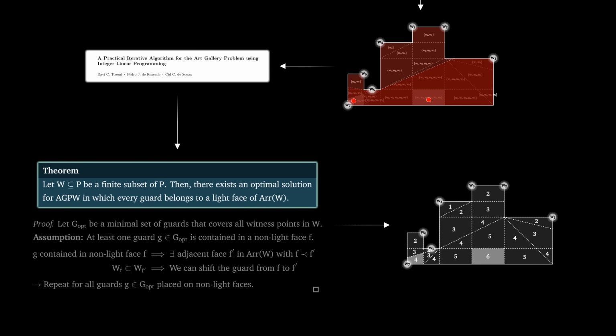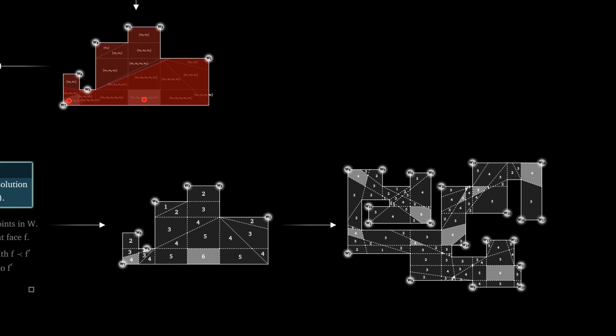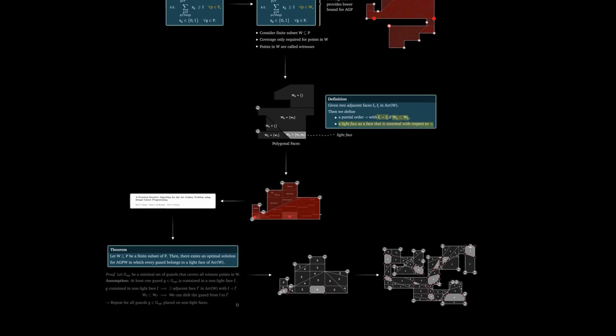The key observation is now that the light faces are always convex faces. Moreover, a guard placed strictly inside such a light face can see exactly the same witnesses as a guard placed at one of the vertices of the face. Therefore, it is sufficient to simply consider the finitely many vertices of the light faces as possible guard positions. And now we really have something to work with.